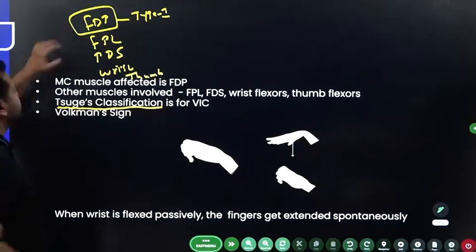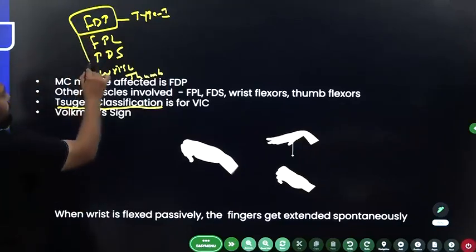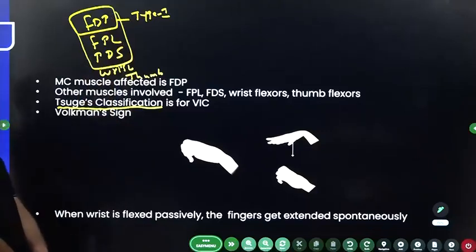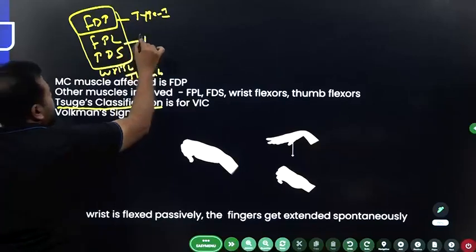If it involves FDP, FPL and FDS, flexor digitorum profundus, flexor pollicis longus, flexor digitorum superficialis, it is called type 2.